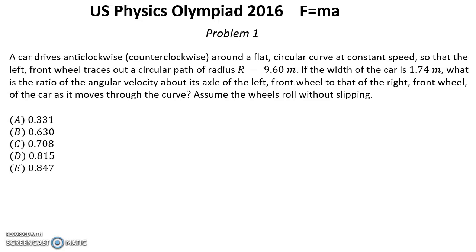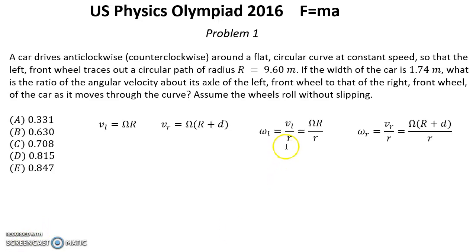Solution. Suppose that the car is moving with a constant angular speed, big omega. In that case, the speed of the left wheel and right wheel will be omega r for the left wheel and omega multiplied by r plus d for the right wheel, where d is the width of this car. And now we can write the angular speed for both wheels. If small r is the radius of the wheel, we have this relation for omega of the left wheel and omega of the right wheel. Now we can just divide omega L over omega R. That will be R over R plus D, which is 0.847. That's answer E.